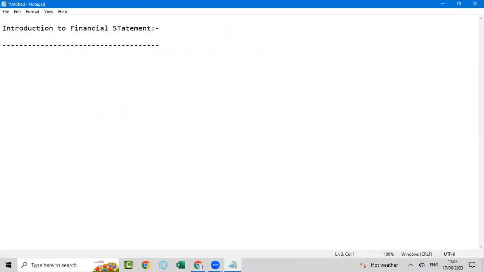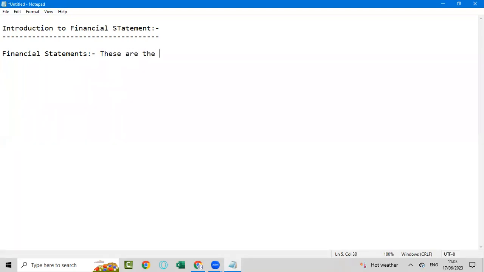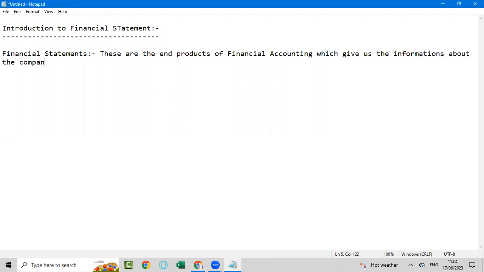So what is the definition, or what do you understand by financial statements? What is financial statements? These are the documents which give us, or you can say these are the end products of financial accounting, which give us the information about the company. Anil.